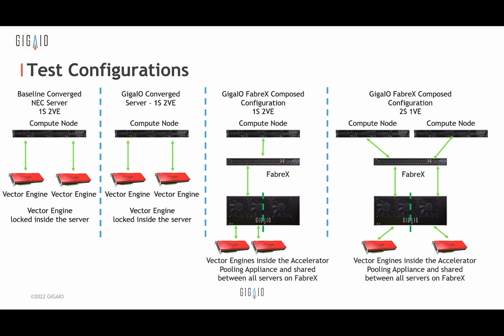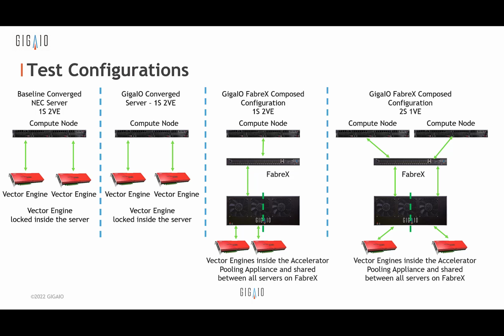On the left side, I have two GPUs on one side of our accelerator pooling appliance composed with a single server, or a single switch composed with a single server. And then on the right side, you see one vector engine plugged into each side of our chassis, of our accelerator pooling appliance, connected to our switch, and then each connected to its own unique compute node.